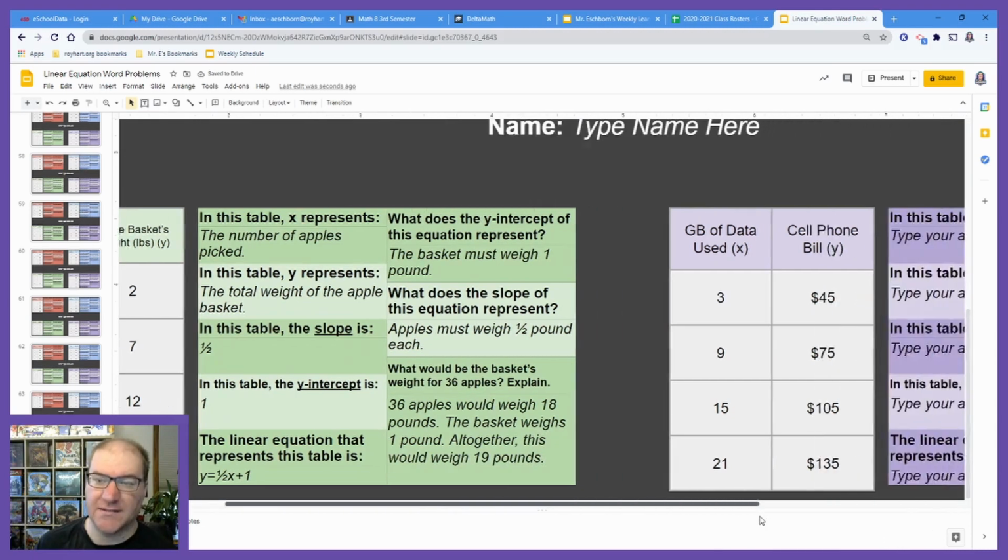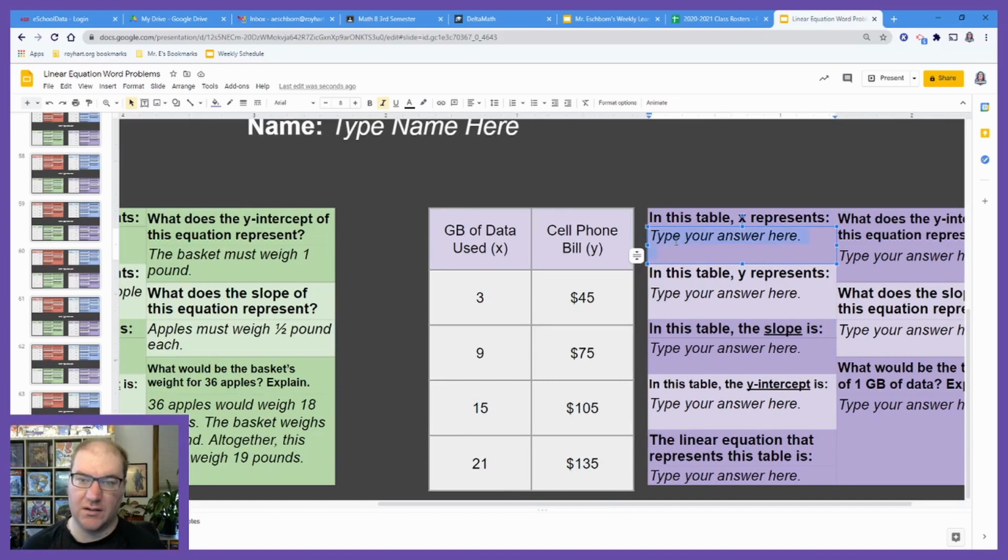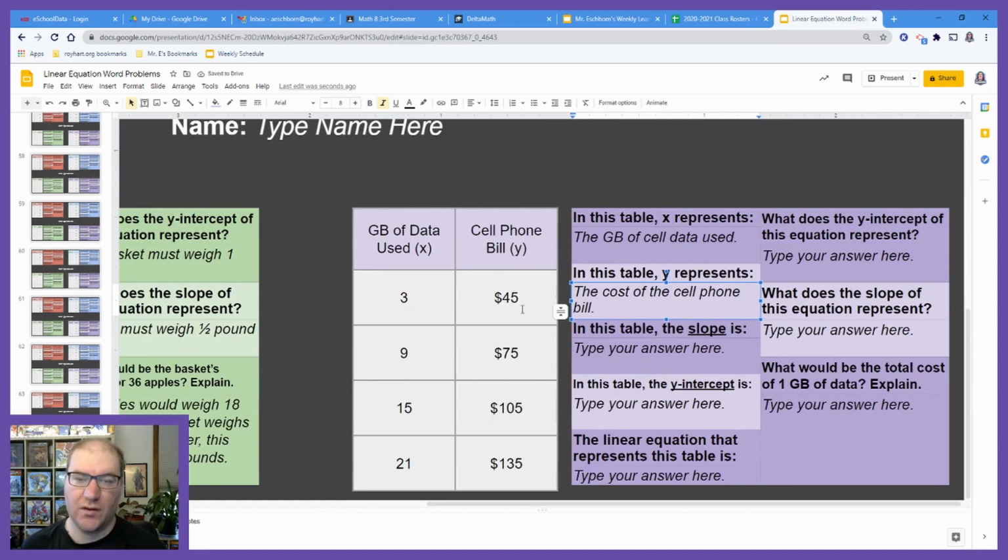And then finally, the last example here. Okay, for the last problem here, X represents the gigabytes of cell data used, and Y represents the cost of the cell phone bill. So if we look for the slope, the Y's are going up by 30 and the X's are going up by 6. 30 divided by 6 is 5. That means that the data must cost $5 per gigabyte.